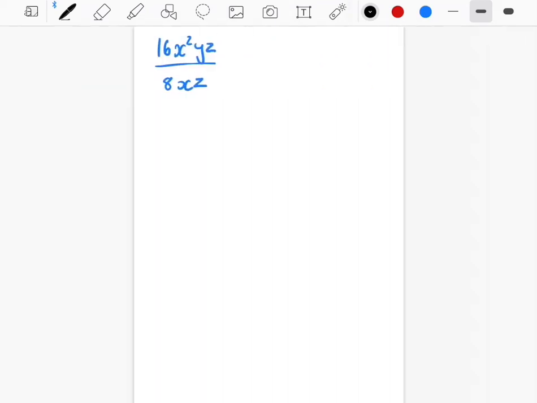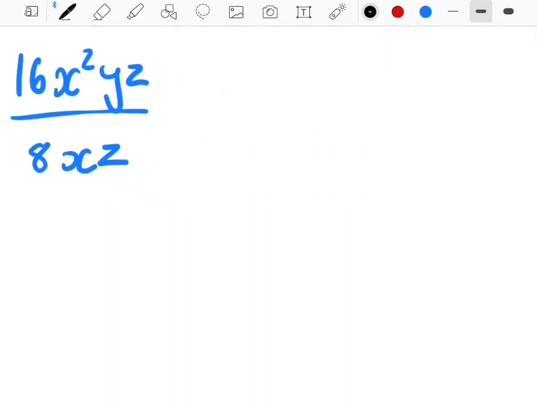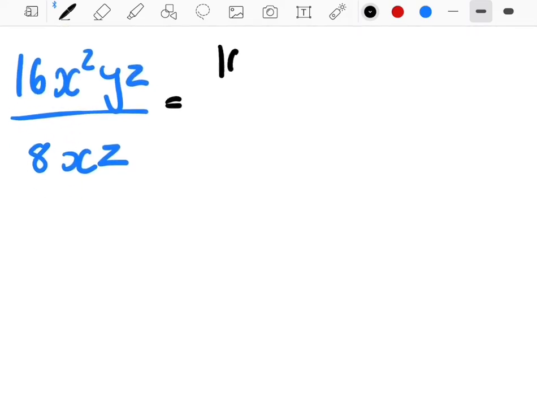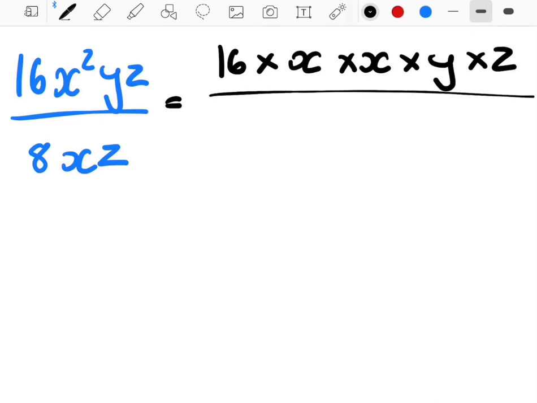Now I'm just going to do one more example because this is something you may come across. What I've got is 16x squared yz over 8xz. First things first, write it in expanded form. So I've got 16 times x times x times y and then times z all over 8 times x times z. Now what number goes into both 16 and 8? It's actually 8. So 16 divided by 8 gives me 2, and 8 divided by 8 gives me 1.